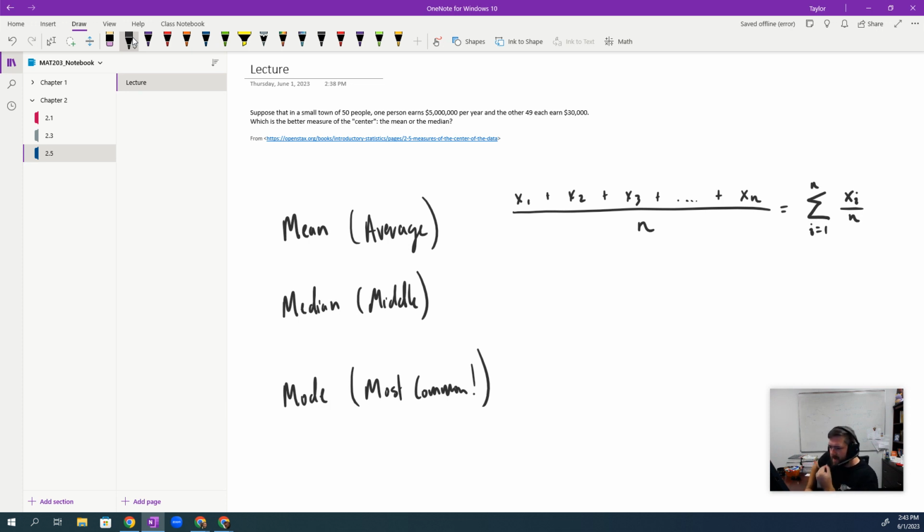Now, we have this example. Suppose that in a small town of 50 people, one person earns 5 million per year and the other 49 each earn 30,000 per year. Which is a better measure of the center, the mean or the median? We're going to actually calculate all three, the mean, the median, and the mode.